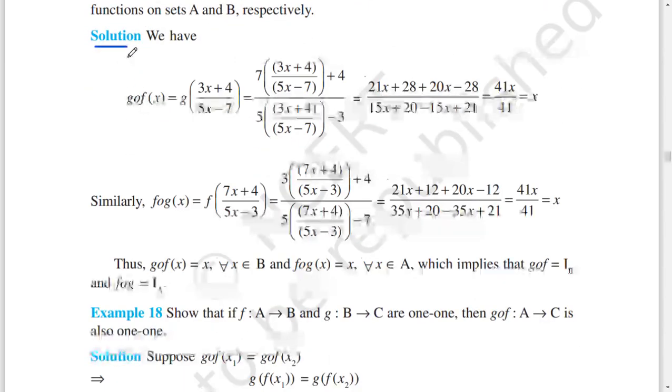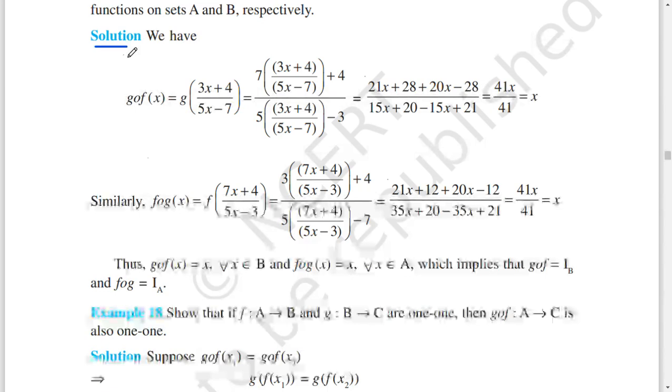Solution. We have gof(x) = g((3x + 4)/(5x − 7)) = [7(3x + 4)/(5x − 7) + 4] / [5(3x + 4)/(5x − 7) − 3] = (21x + 28 + 20x − 28)/(15x + 20 − 15x + 21) = 41x/41 = x.